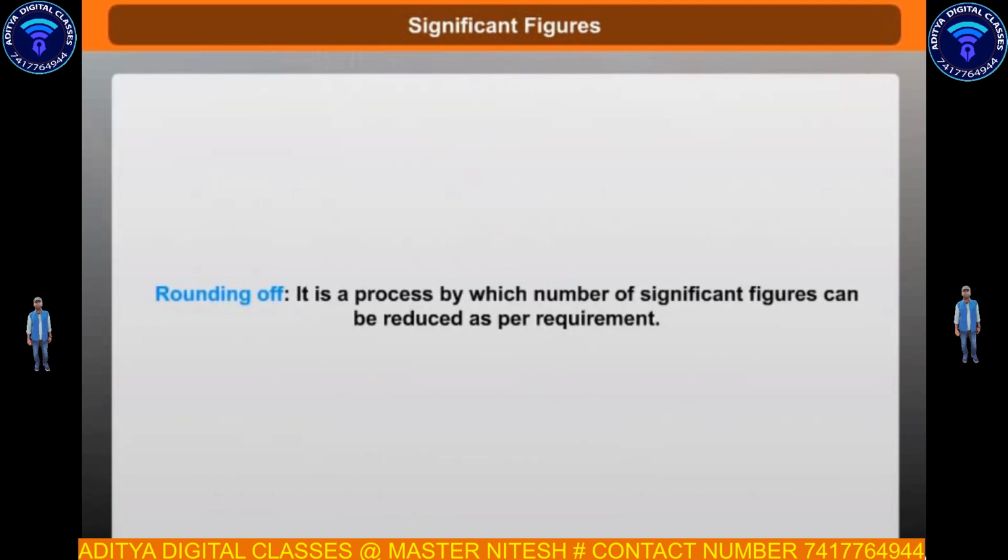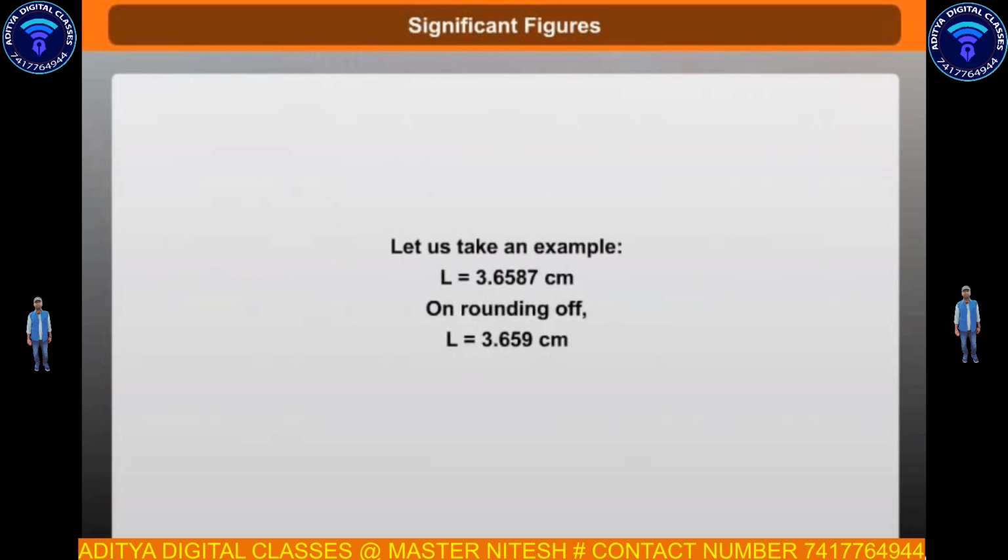Rounding off. It is a process by which the number of significant figures can be reduced as per requirement. Let us take an example. L is 3.6587 centimeters. On rounding off, we get the value of L as 3.659 centimeters.